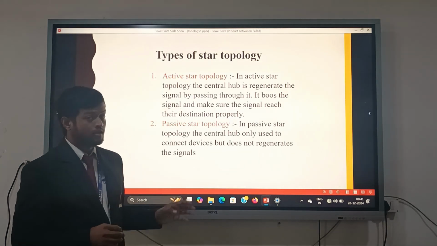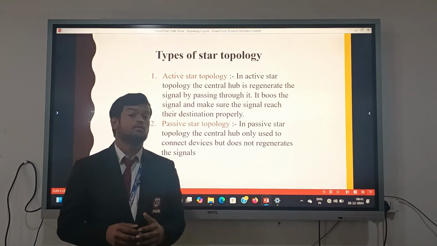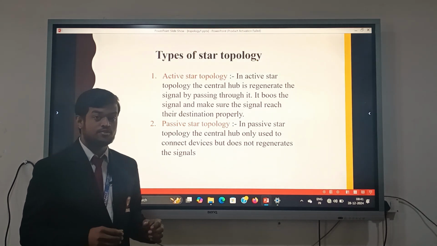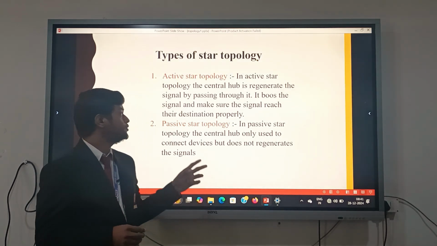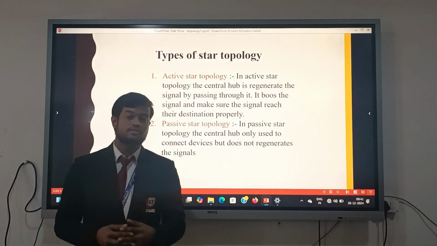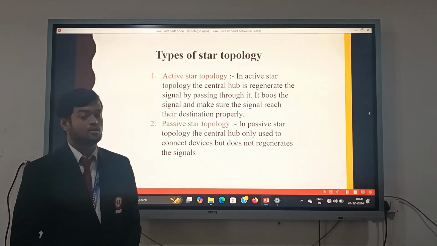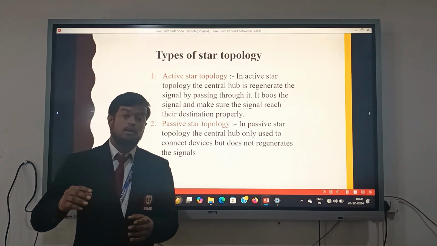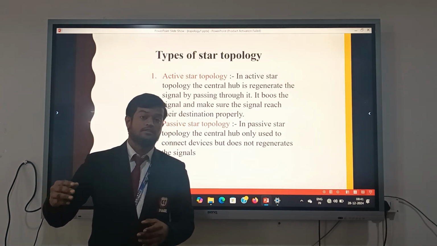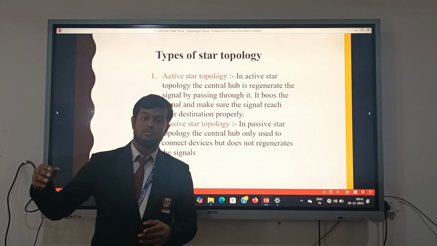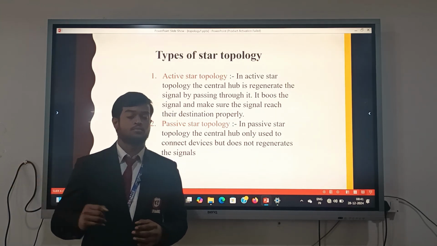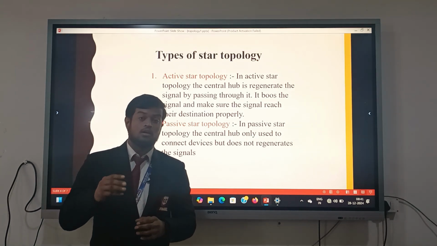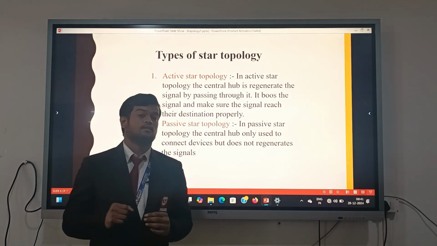In the last slide, we learn about the types of star topology. The types of star topology are based on the hub. There are two types of star topology. First is active star topology, and second is passive star topology. In active star topology, the hub is used to boost the signal so it reaches its destination properly, and the hub is used to regenerate the signal.